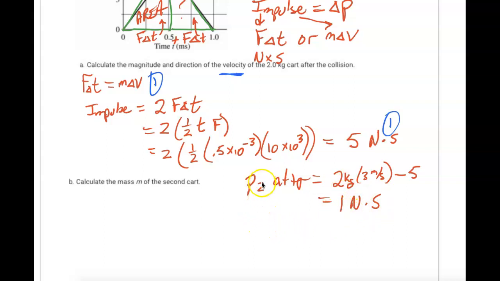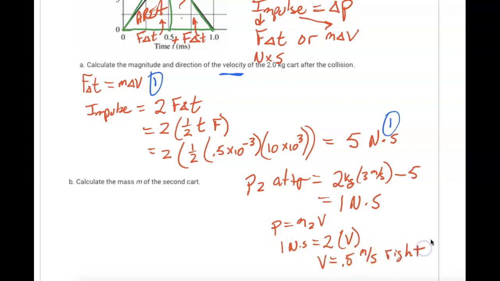And this is the momentum of the 2 kilogram cart. So now what we want to do is say, well, momentum is equal to the mass of the 2 kilogram cart times its velocity. I know that the change in momentum is 1 newton-second, and that's equal to the mass of that cart, which is 2, times the velocity. So our velocity here is equal to 0.5 meters per second, because 1 divided by 2 is a half, and it's positive, so it is to the right.